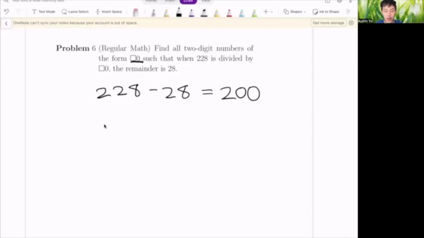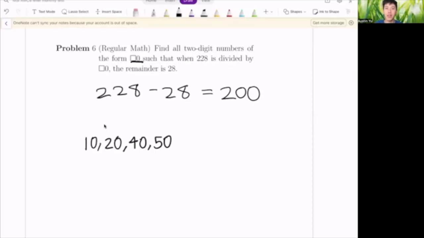Well, let's see here first. 10 could work, right? Because 200 is a multiple of 10. 20 could also work, right? Because 20 times 10 is 200. But 30 can't work, right? Because 30 does not divide 200, so that doesn't work. 40 works, right? Because 40 times 5 is 200. And so 50 also works. But beyond 50, we notice that there aren't any other solutions left. So therefore, these are the only 4 two-digit numbers that we can test out first.